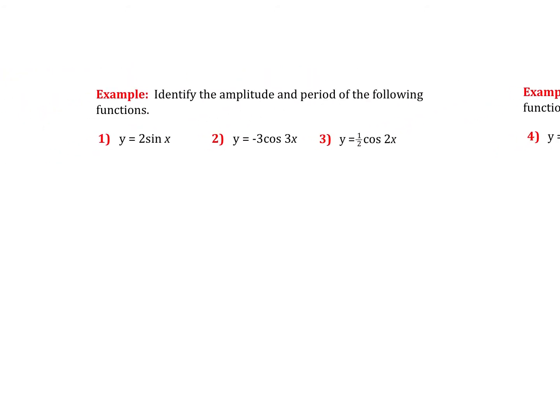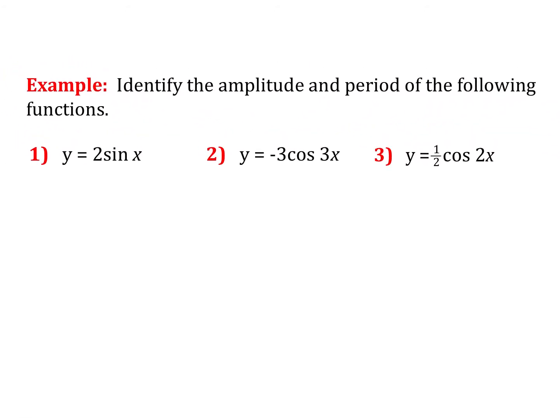All right, let's take a look. We want to identify the amplitude and the period of the following functions. So the amplitude and the period for the following functions. So the amplitude is going to be the coefficient in front of the word sine or cosine. The amplitude is always going to be a positive number. If there's a negative sign out front, that just means our graph got flipped upside down. That does not mean we have a negative amplitude.